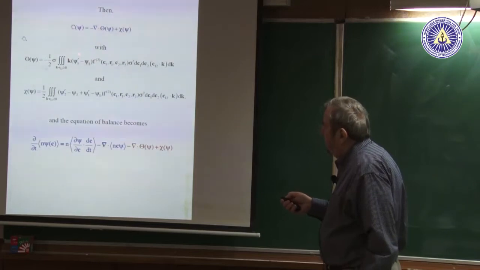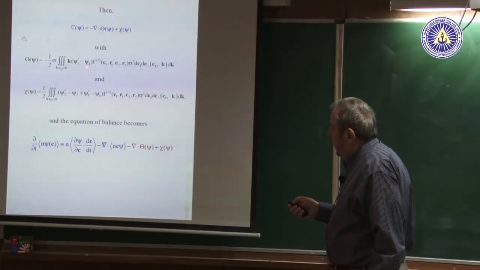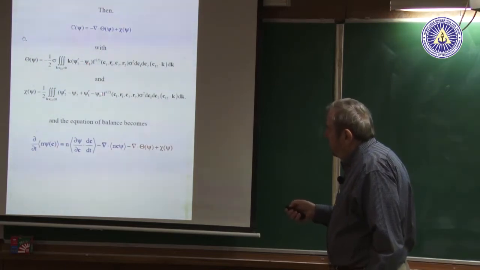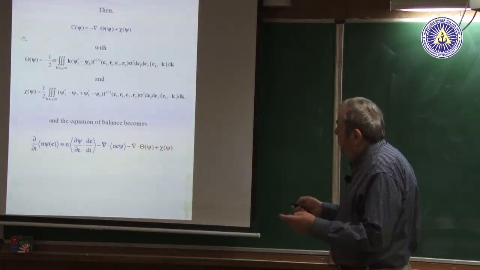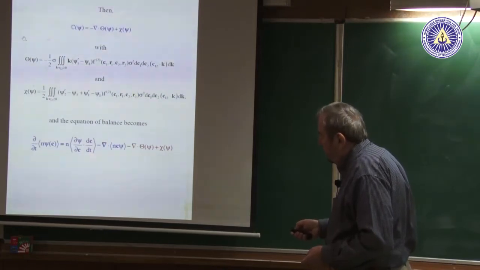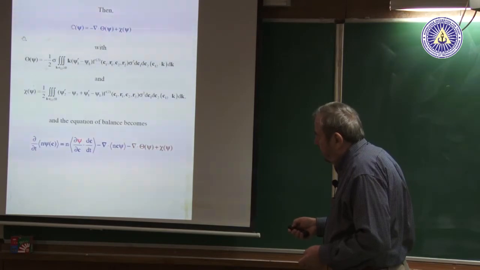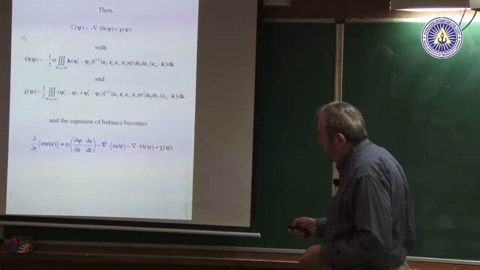We're going to get a contribution here because the momentum of particle one changes in the collision. We're not going to get a contribution here because the momentum of the system of two particles is conserved. And for momentum, the property is mass times the velocity. So this term is simply the mass, and dc/dt is the force per unit mass.